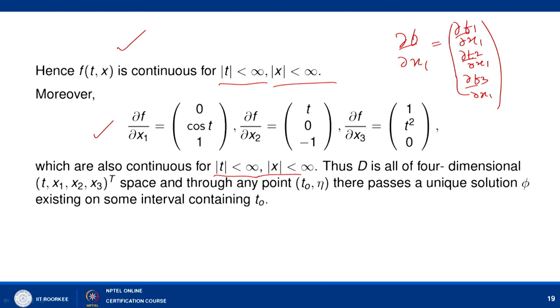So, it means that here f is continuous and the partial derivative del f is also continuous for the entire 4 dimensional space, that is t comma x 1 comma x 2 comma x 3 space, and through any point t naught comma eta there passes a unique solution phi existing on some interval containing t naught. So, it means that your solution will exist, passing through a given point t naught comma eta and containing the initial condition t naught. This is regarding this example number 3.